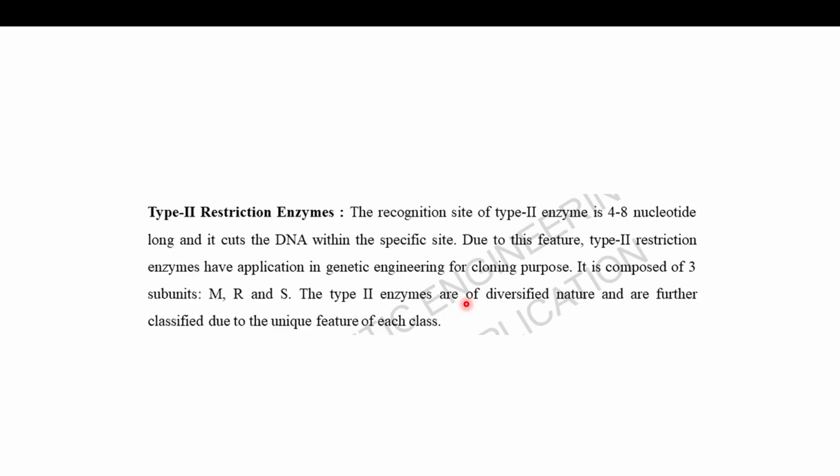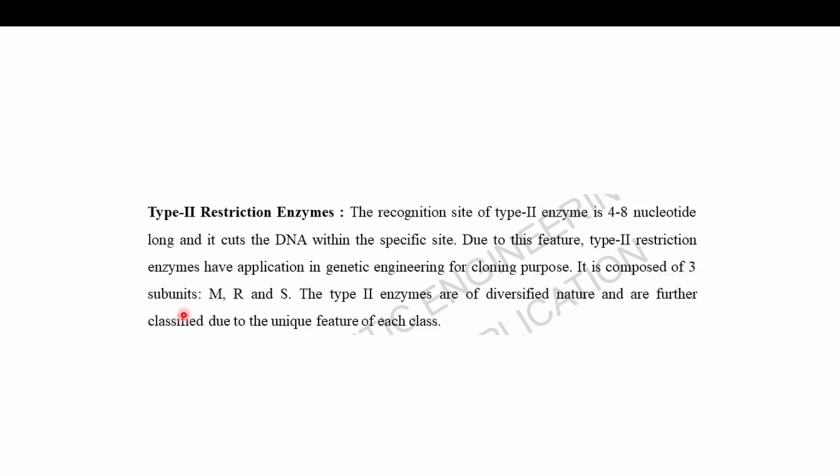Okay. Type 2 restriction enzymes. These are actually the most commonly used ones in our day-to-day laboratory and research purposes. The recognition site of this type 2 enzyme is around 4 to 8 nucleotides long, and it cuts the DNA within the specific site, like EcoR1 that we saw. Due to this feature, type 2 restriction enzymes have applications in genetic engineering for cloning purposes.